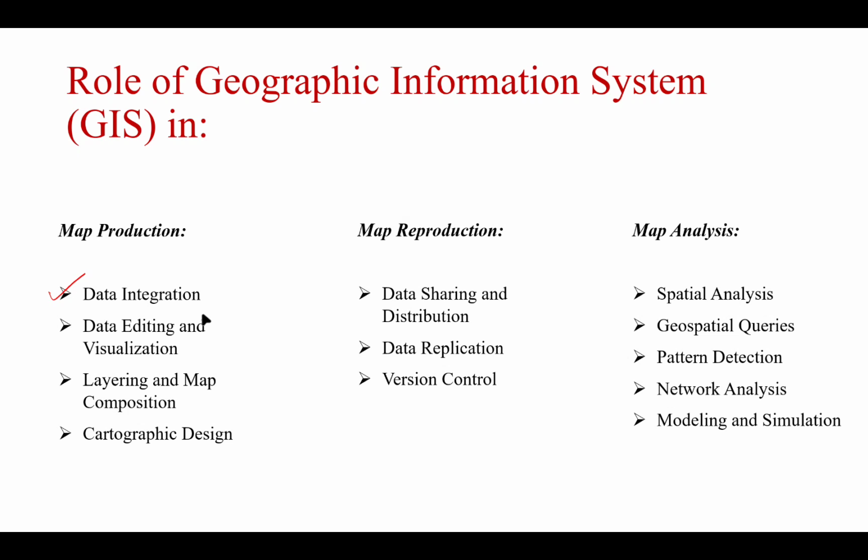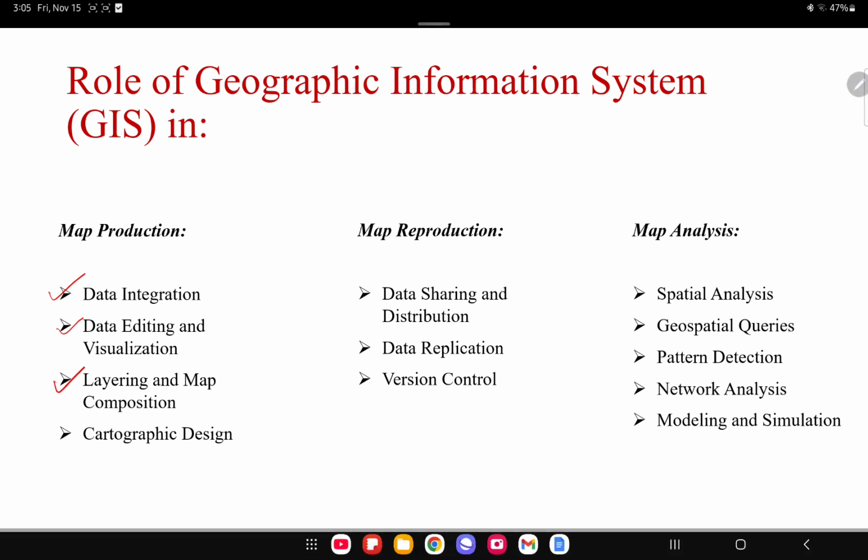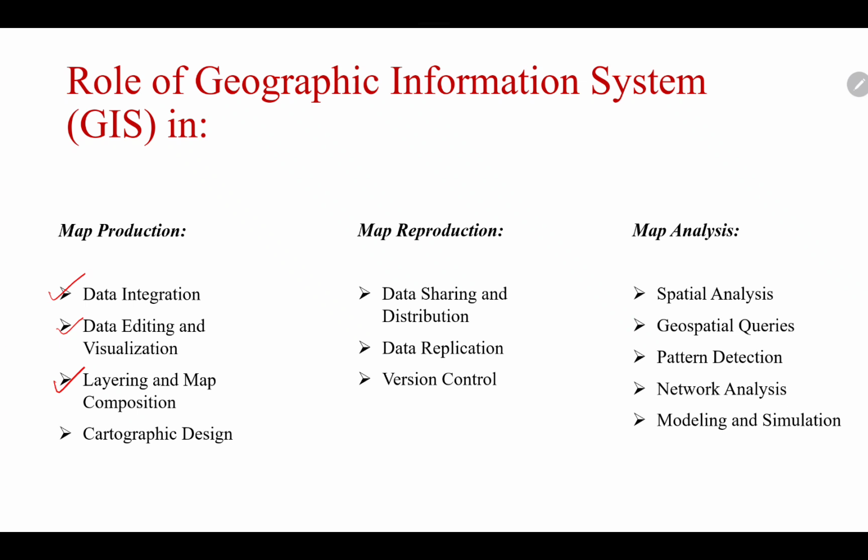Okay. The next thing is data editing and visualization. GIS has a lot of software, so the software makes it very easy to edit, visualize, and change the type of map that I want to make. I can add colors, I can make it visually appealing, aesthetically pleasing. Next, we have layering and map composition. So when I am making a digital map, I can very easily layer multiple maps on top of each other.